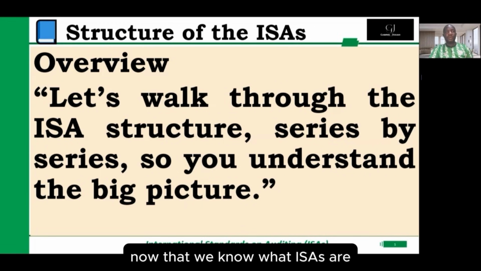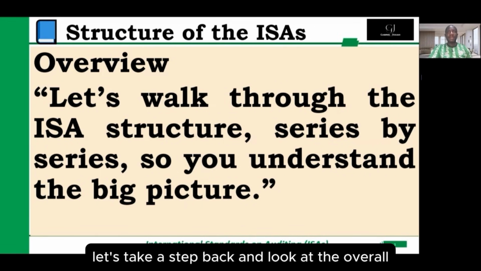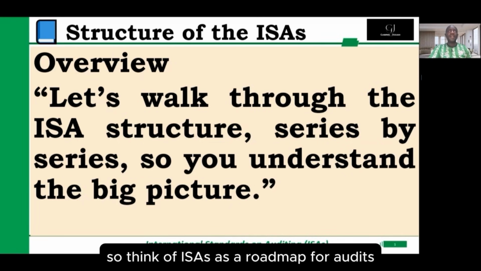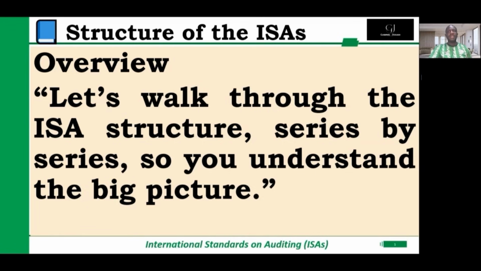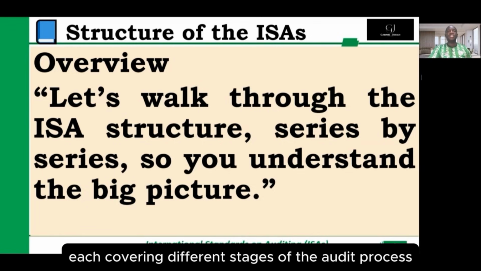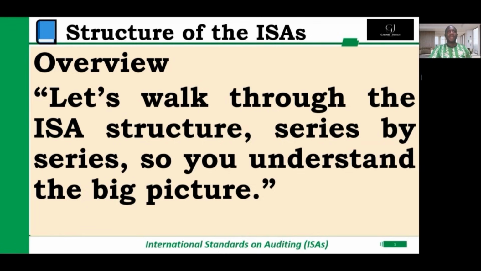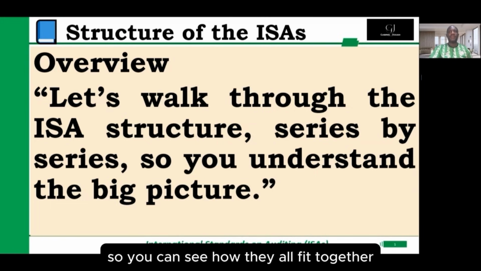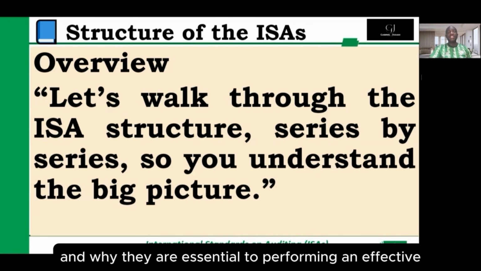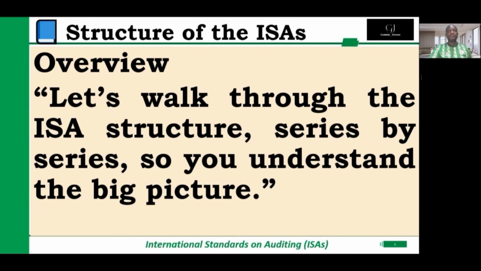Now that we know what ISAs are, let's take a step back and look at the overall structure. So think of ISAs as a roadmap for audits. They are organized in two series, each covering different stages of the audit process. I'll guide you through each series so you can see how they all fit together and why they are essential to performing an effective audit.